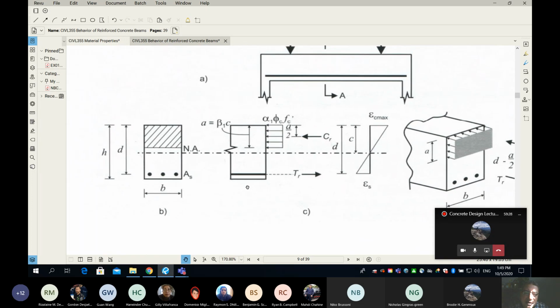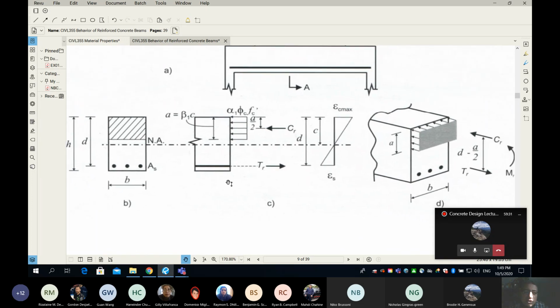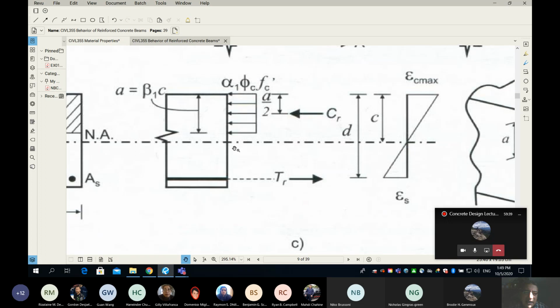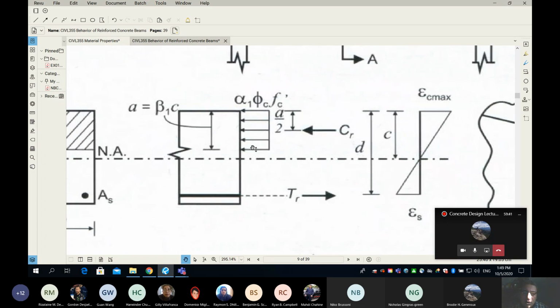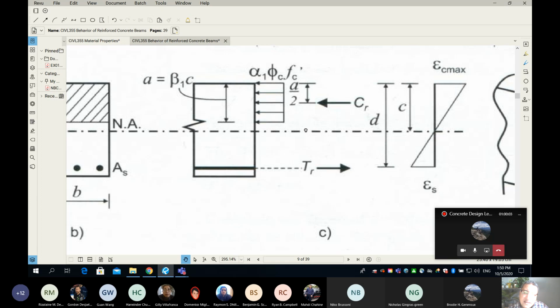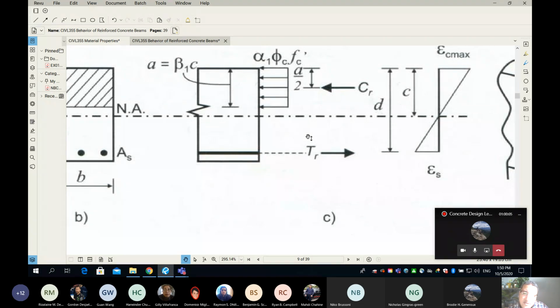Now, in my class, since I showed you the actual one, from this point on going forward, you will never see the parabolic stress diagram. What you will always see is this guy here: the equivalent compression block with the dimension a equal to beta 1 c, which is the base of the equivalent compression block, and with a stress value equal to alpha 1 phi c f'c. The compressive force in concrete is in the middle because that's the centroid, which is a over 2. At the bottom here, we have our tension in the rebar.